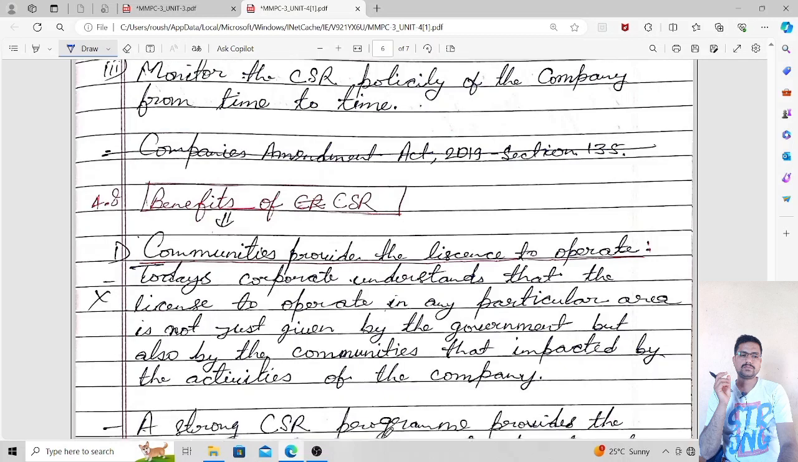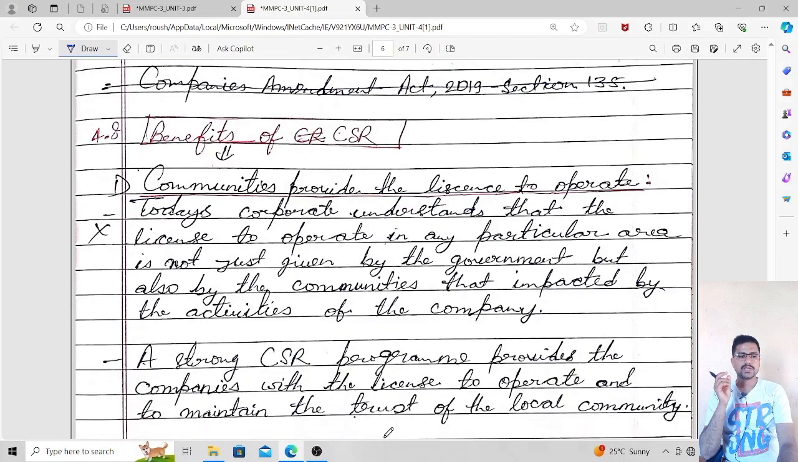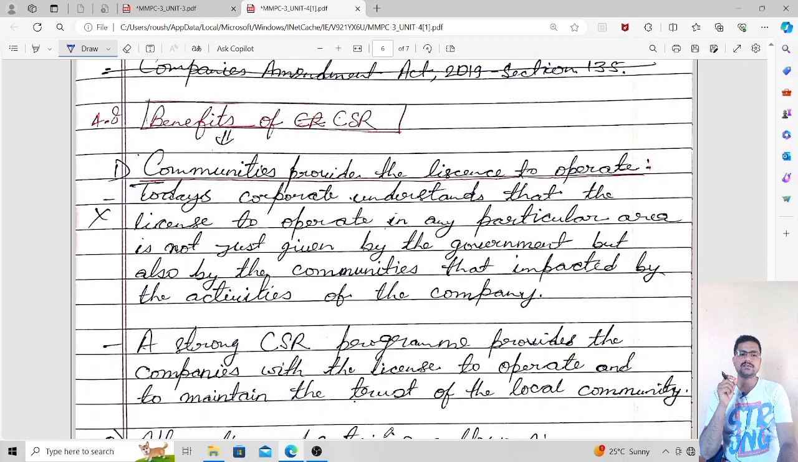Benefits of CSR. The first: communities provide the license to operate. If an organization has better CSR activities, then the communities' perception of that organization becomes better. That's why communities provide the license to operate.